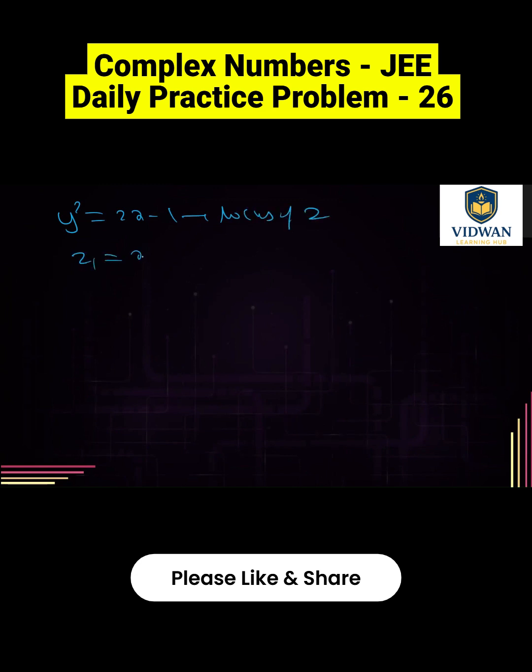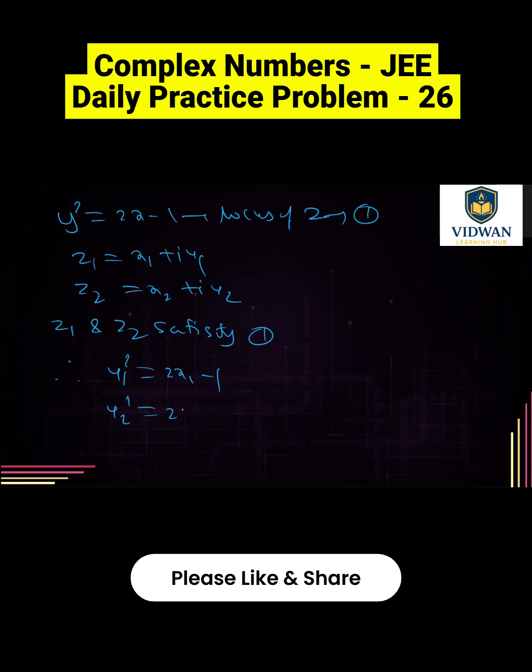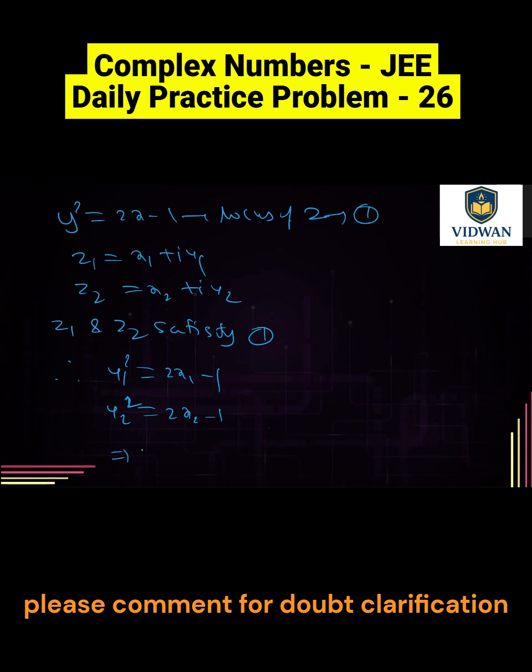So let Z1 equal x1 plus iy1 and Z2 equal x2 plus iy2. So Z1 and Z2 satisfy this equation 1. Therefore, you can say y1 square equal to 2x1 minus 1 and y2 square equal to 2x2 minus 1, because x1, y1, x2, y2 should satisfy this equation. Now just subtract them, you'll get y1 square minus y2 square equal to 2 into (x1 minus x2). And if you factorize this, you will get (y1 plus y2) into (y1 minus y2) in LHS equal to 2 times (x1 minus x2) in RHS.